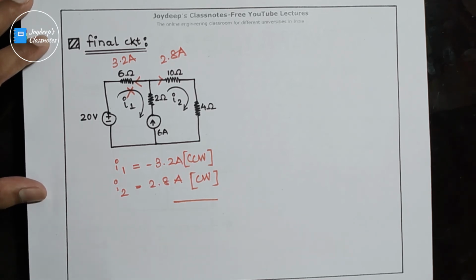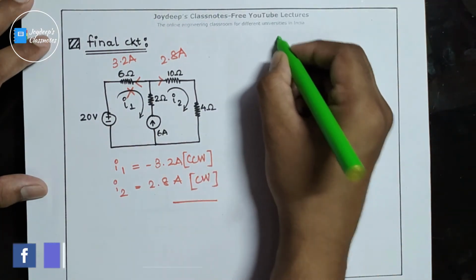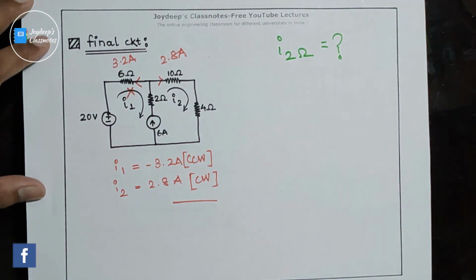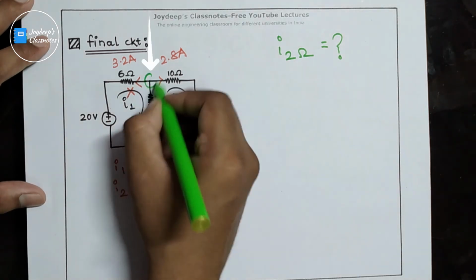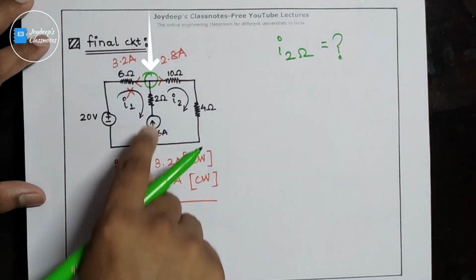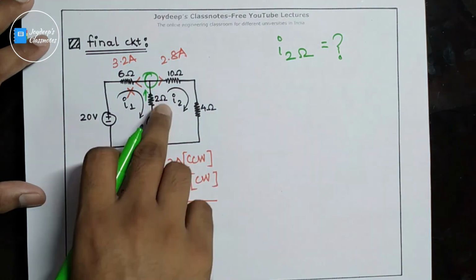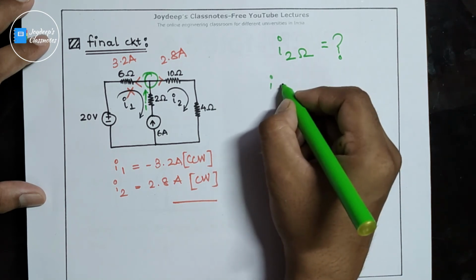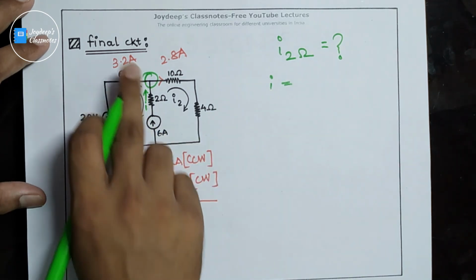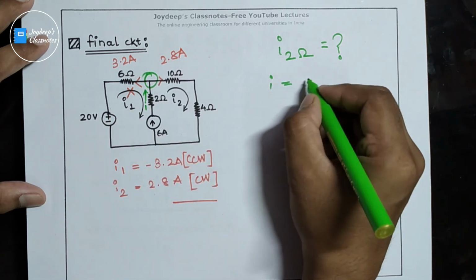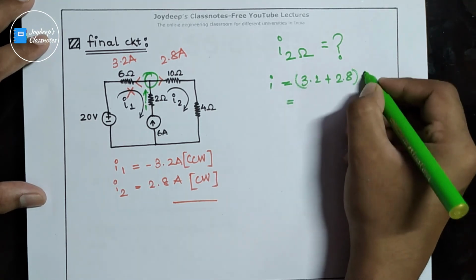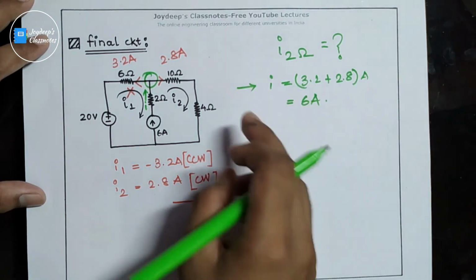Now if I ask you what is the current flowing in this 2 ohm resistor, how will you find out? Very easy. You just apply KCL at this node. Let's say the current flowing through this 2 ohm resistor is I. By applying KCL, I is equal to, because this is the incoming current and these two are the outgoing currents, incoming current I is equal to 3.2 plus 2.8, that means 6 amps. Clear?